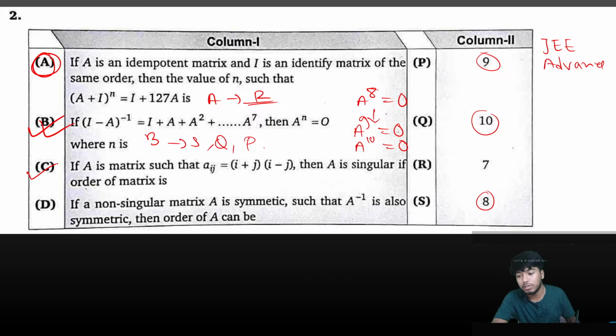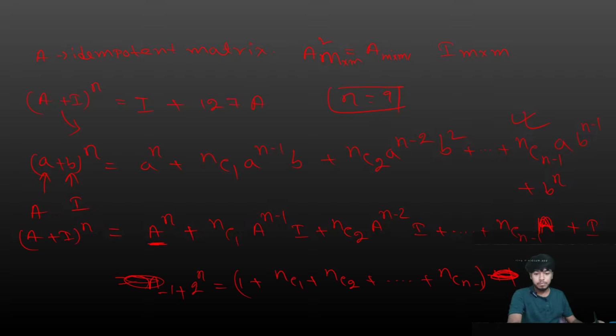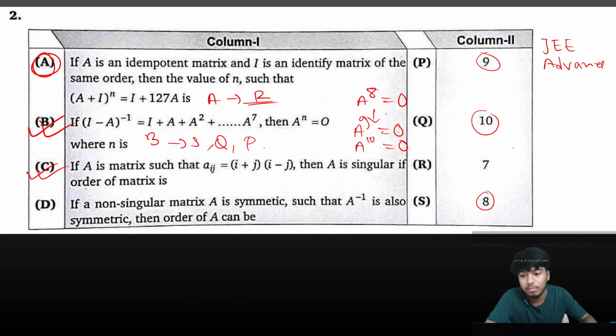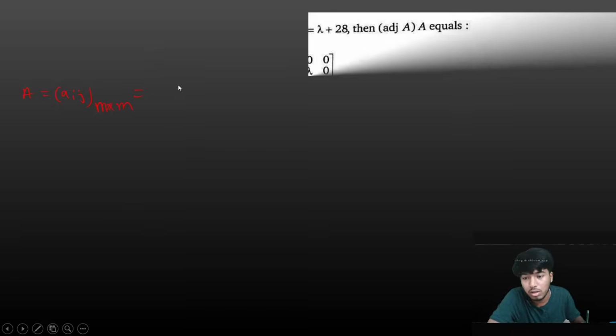Okay. Now move to the third question. What is it? The question says that A is a matrix such that A_ij equals i plus j, i minus j. Then A is singular if the order of the matrix is what? How do we write a matrix? We write it like this, A equals [a_ij], m by m. Yes, right, write.